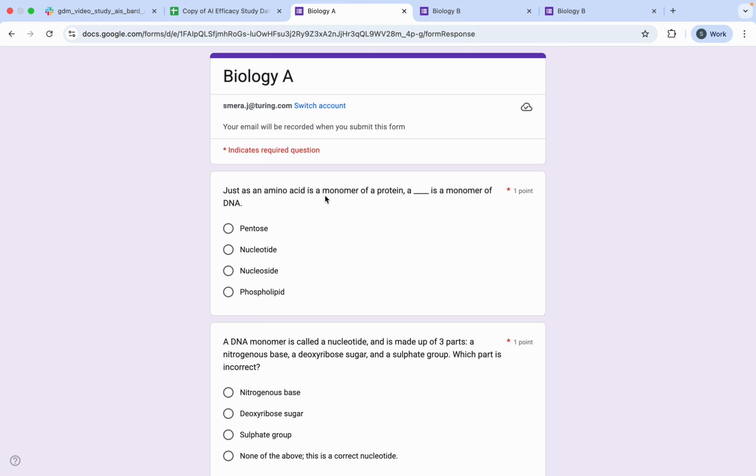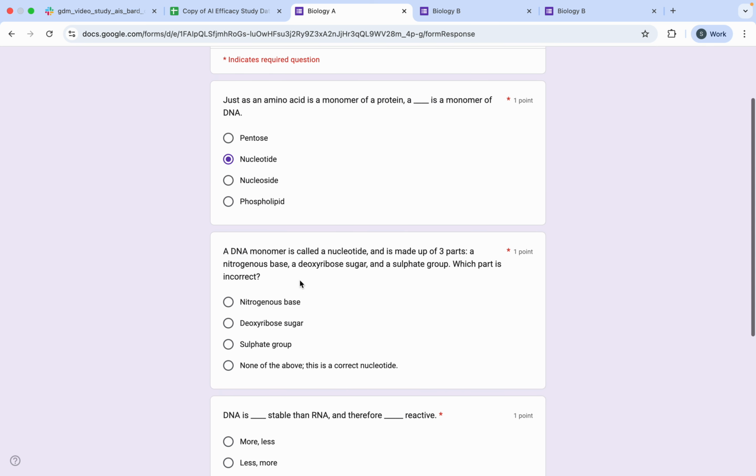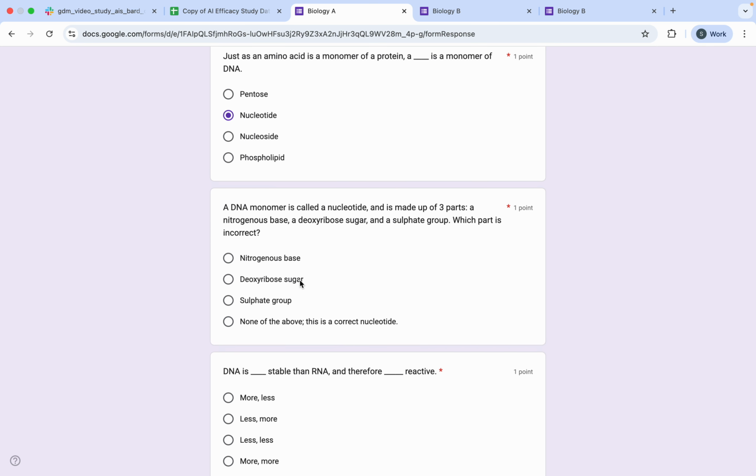Just as an amino acid is a monomer of protein, a dash is the monomer of DNA. It is nucleotide, right? Okay, it is nucleotide.